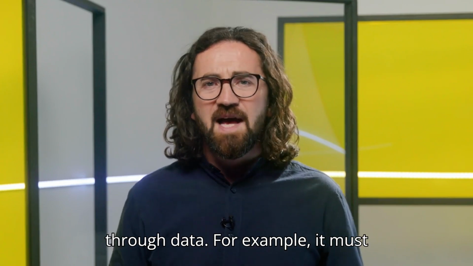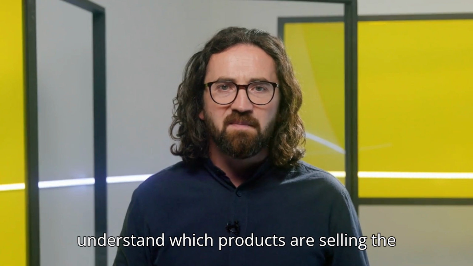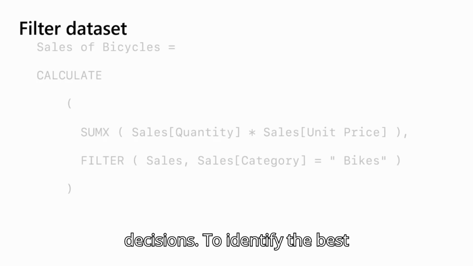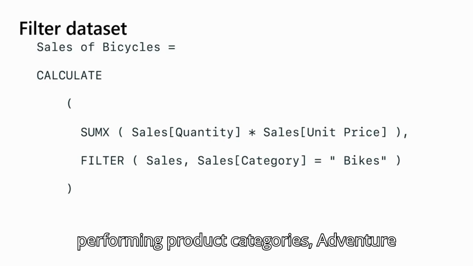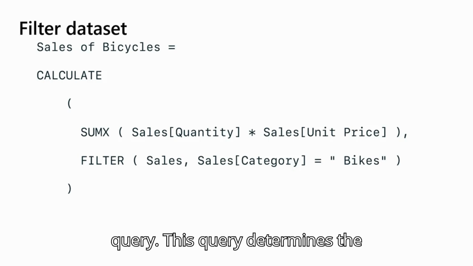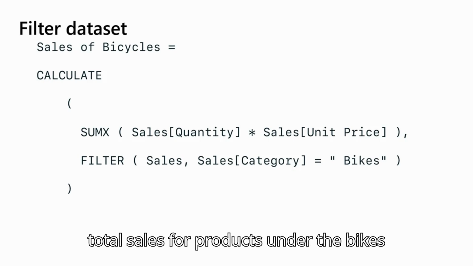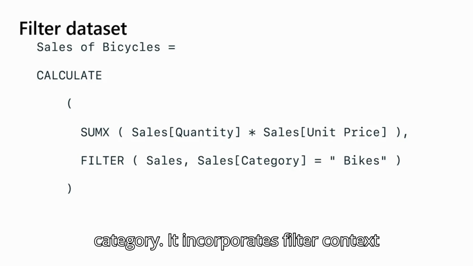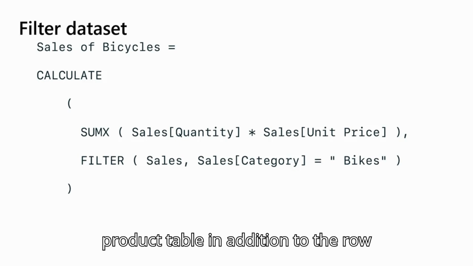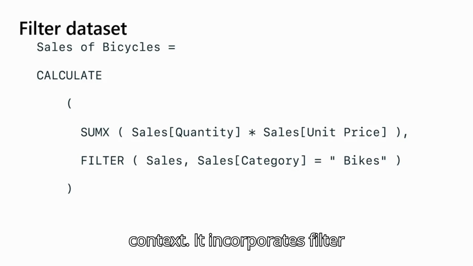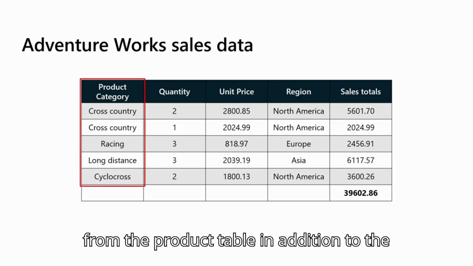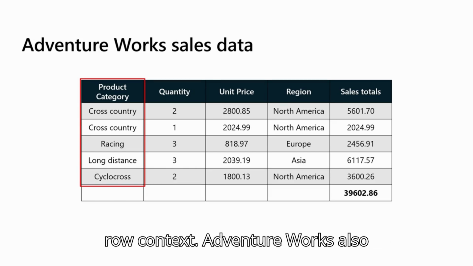For example, it must understand which products are selling the best to improve warehouse stock management and impact marketing decisions. To identify the best performing product categories, AdventureWorks can filter the dataset using a DAX query. This query determines the total sales for products under the bikes category. It incorporates filter context created by the category column from the product table in addition to the row context.